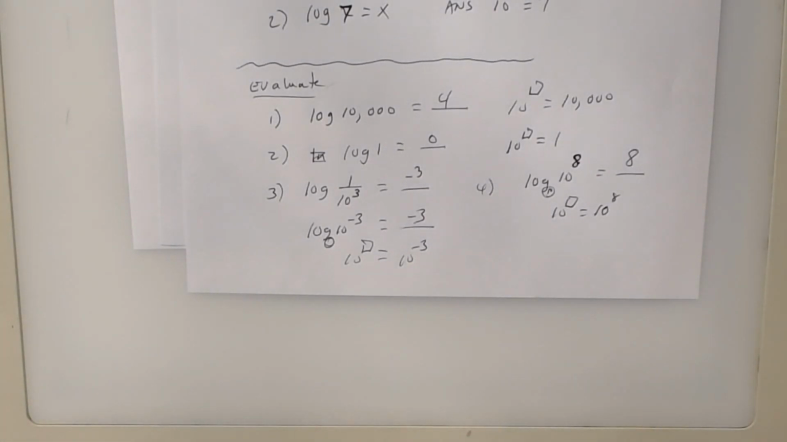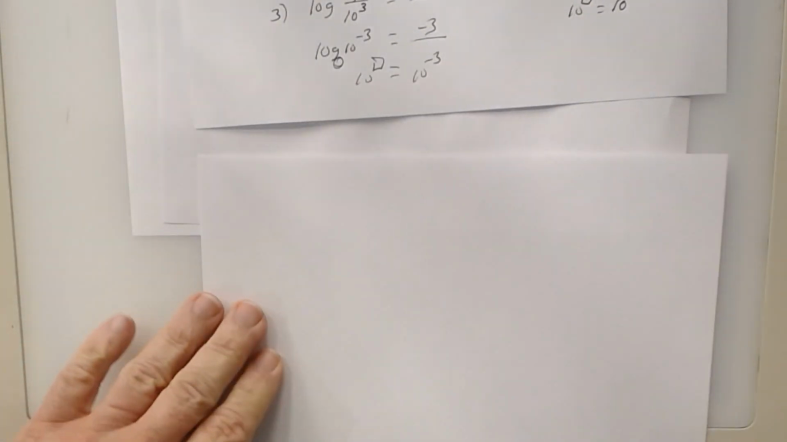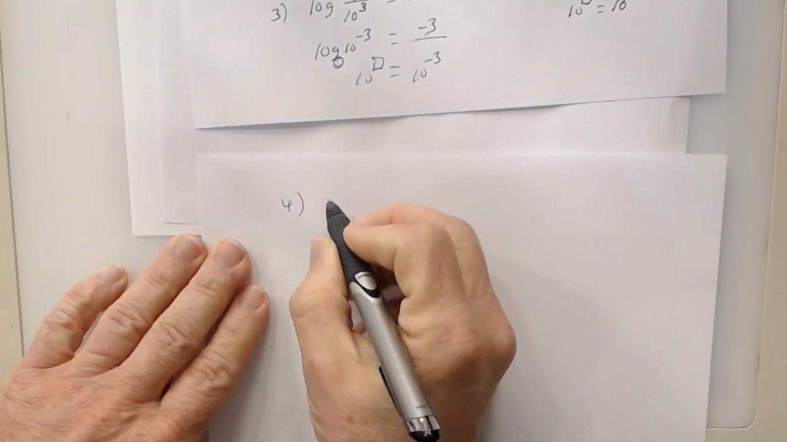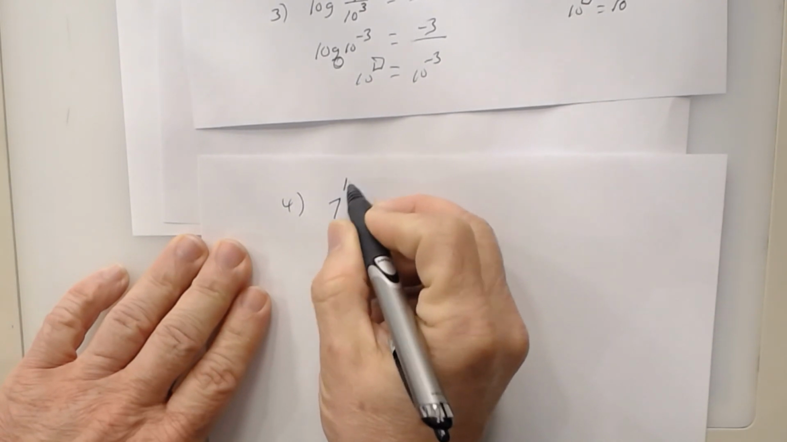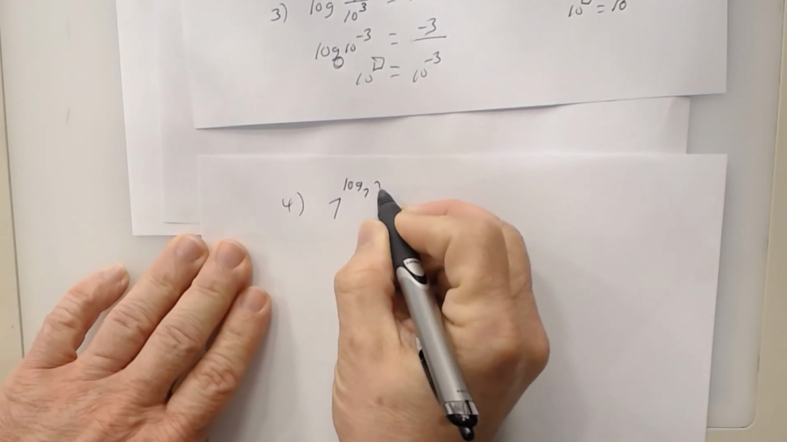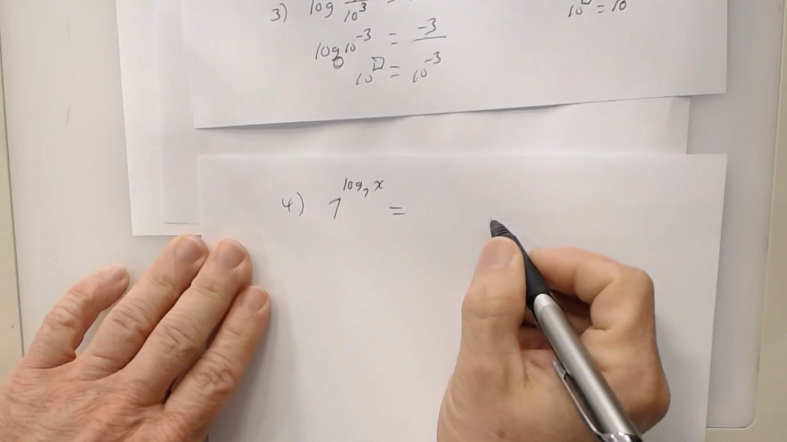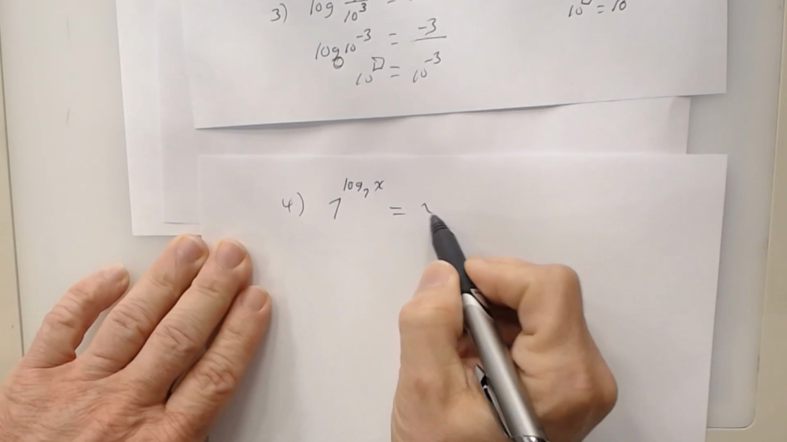All right, and then we also saw some properties yesterday. Yesterday we saw this, that if we have, number 4, let's say, 7 to the log base 7 of x, what's that equal to? x. Whenever the bases are the same, it's just the argument.